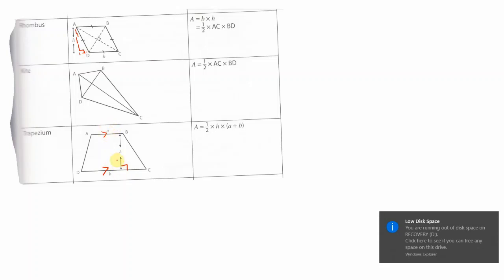Our trapezium, we also have to work with the height, the perpendicular height at 90 degrees. And then we know the parallel sides are not necessarily the same length. They usually are not the same length. So what we do is we add the two parallel sides, A plus B, and kind of take an average. So we take A plus B, multiply by half to get the average, and then still multiply by the perpendicular height.